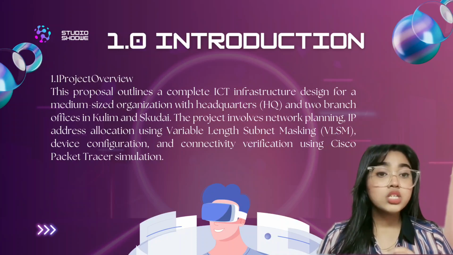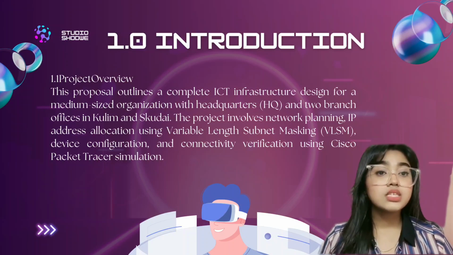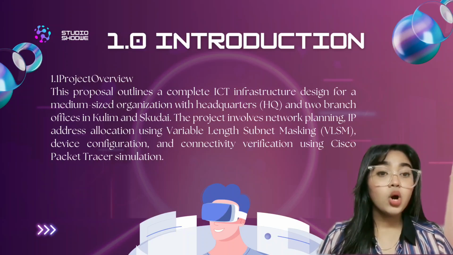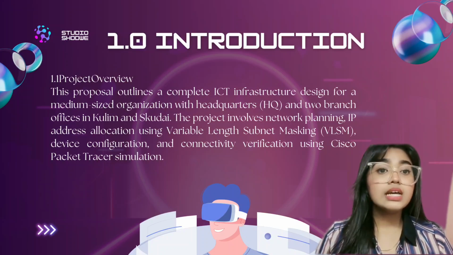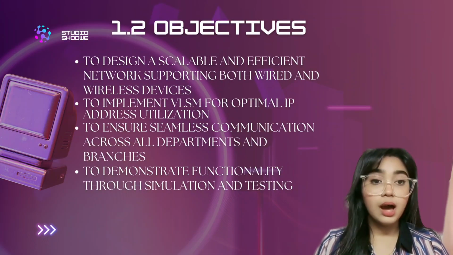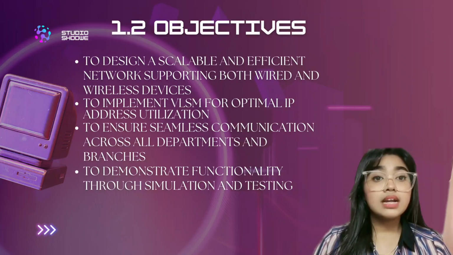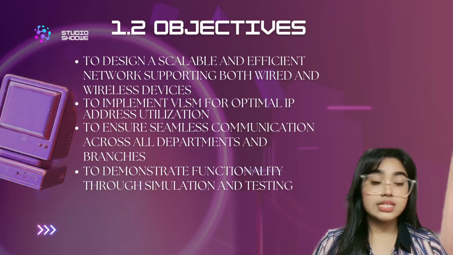Our project focused on addressing a complete ICT infrastructure for a medium-sized organization. The network setup is organized as a headquarters and two main branch offices, located in Skudai and Kulim. The main objectives of this project are, first, to design a scalable and efficient network that supports both wired and wireless devices.